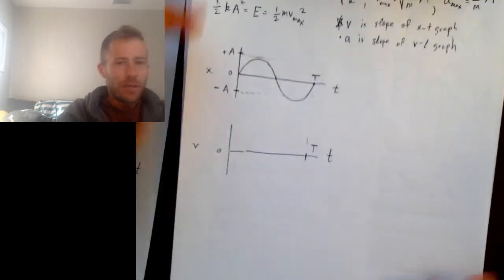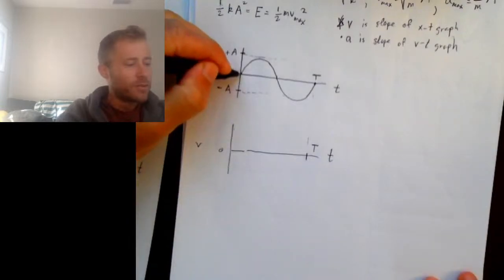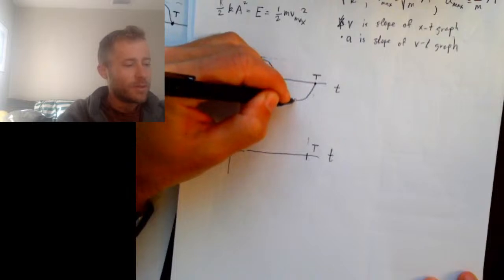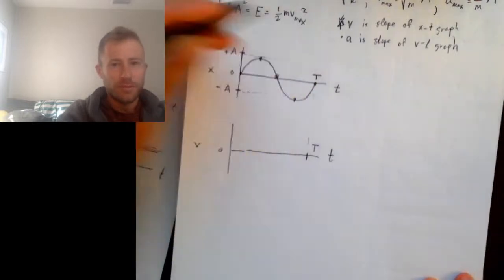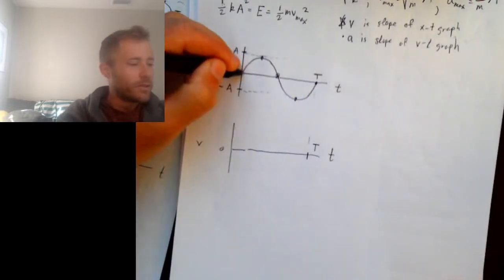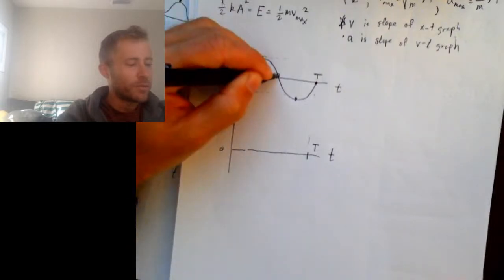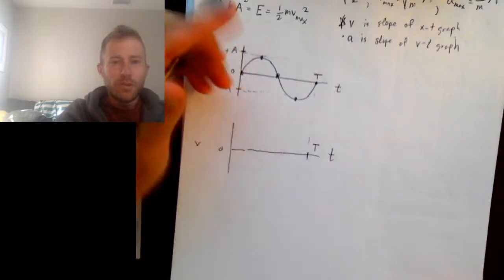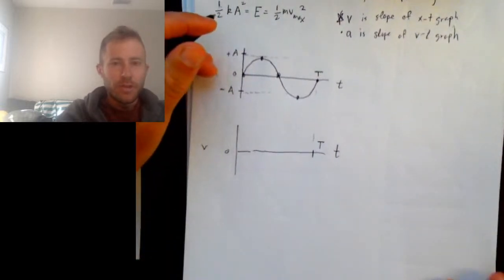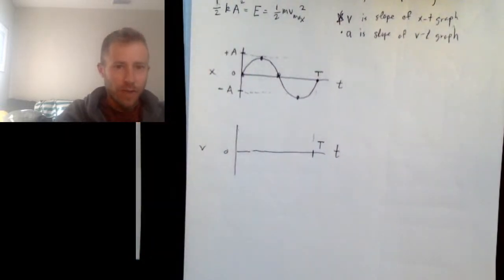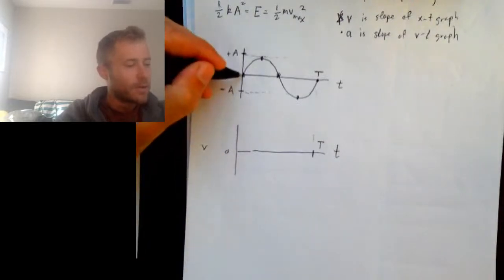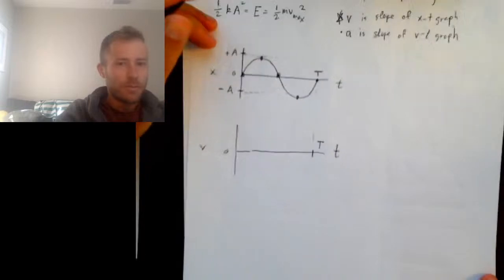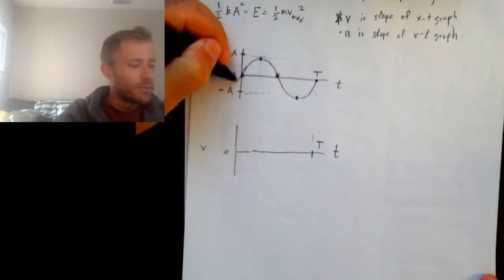So I'm going to pick 5 points. I'm going to break a full period up into 4 segments, and those 4 segments are separated by 5 points. And then I'm going to look at the slope at each of those 5 points. Okay? So at this time, I can see that the slope is positive.